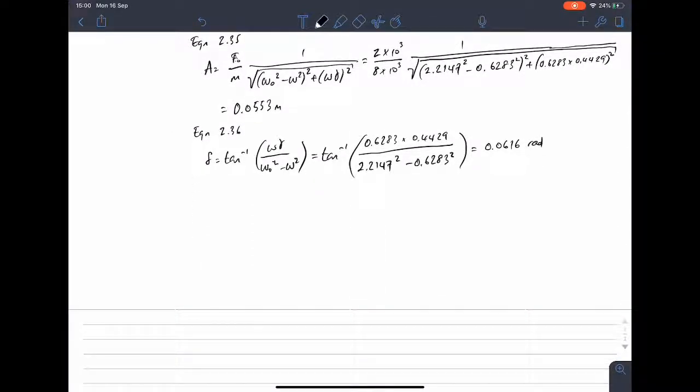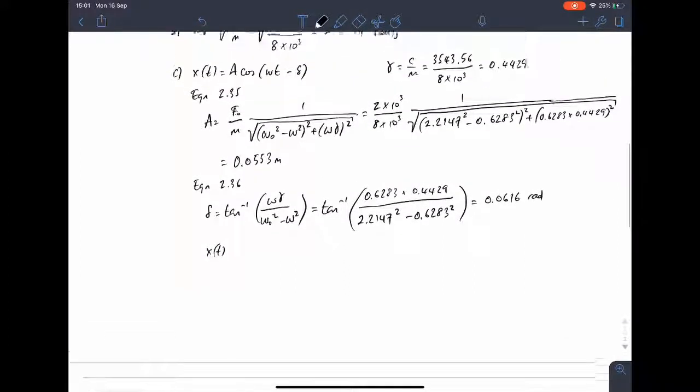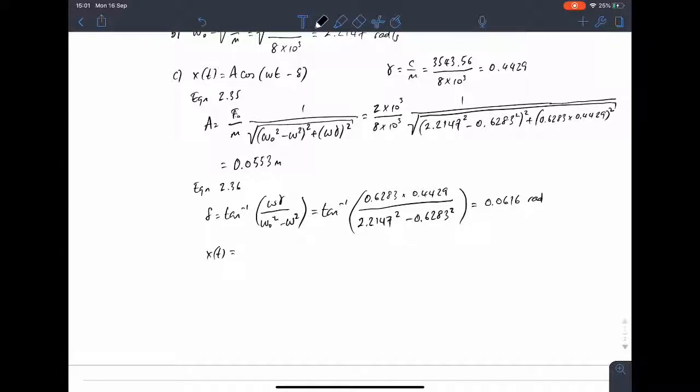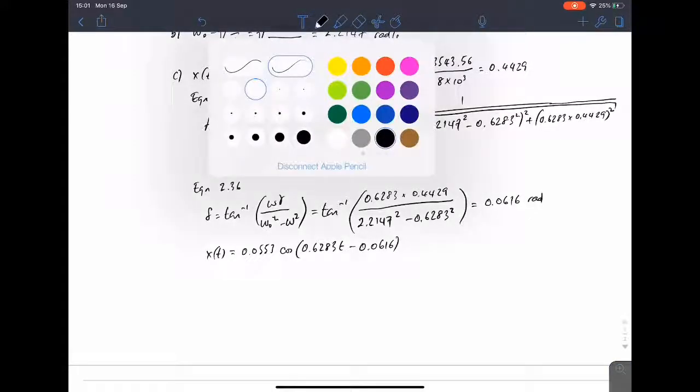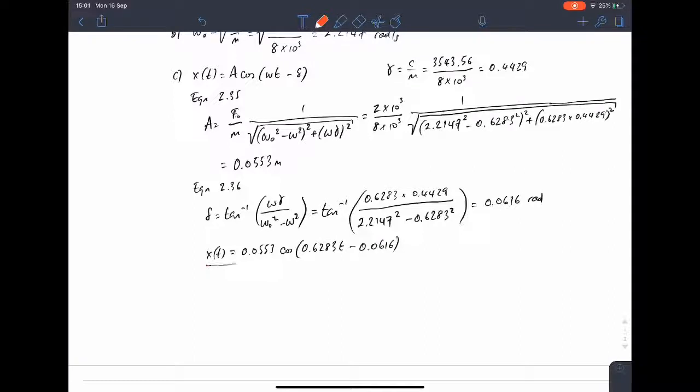And so to get the equation, we simply plug those values back into our equation of motion, which is x of t, up here, A cosine omega t minus delta. So x of t equals 0.0553 cosine of 0.6283 t minus 0.0616 radians. And there is our solution, our equation of motion for the system.